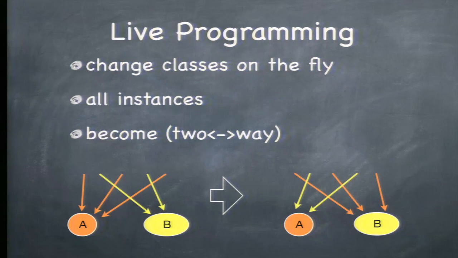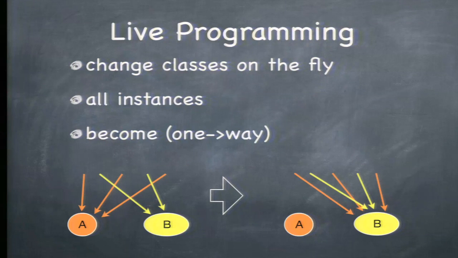So there's kind of two different ways of doing this. This is the two-way become, where all references to A become references to B, and all references to B become references to A. But you can also just as well do this particular example by having a one-way become, where all references to A are replaced by references to B, and references to B are not changed.